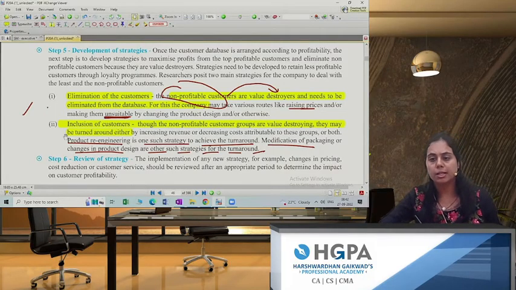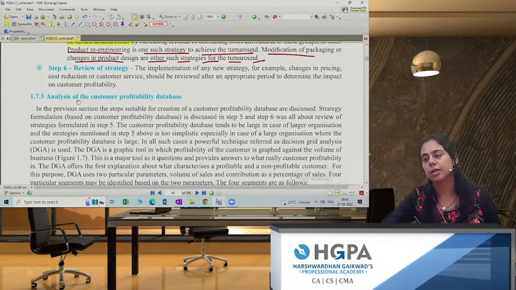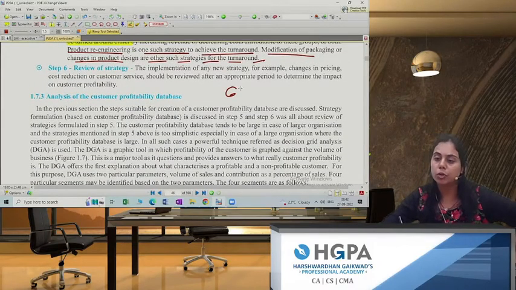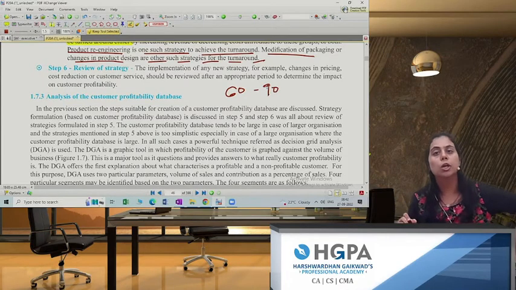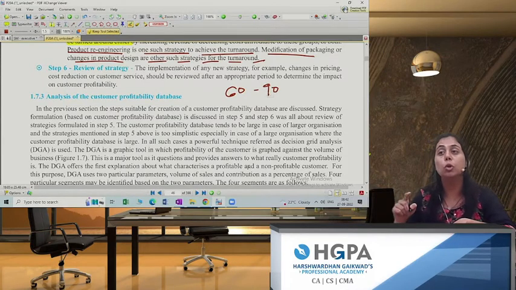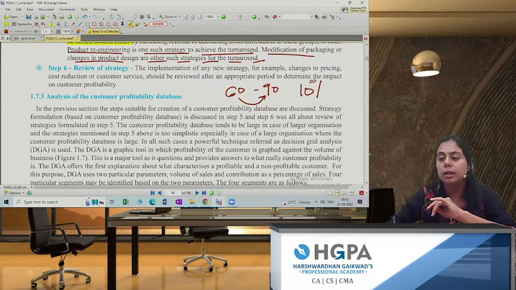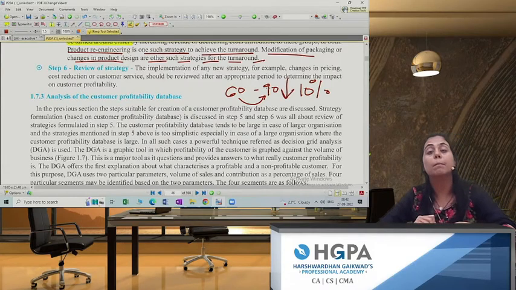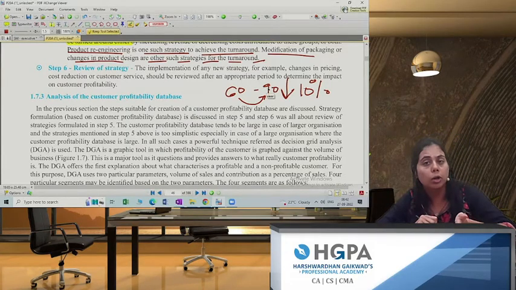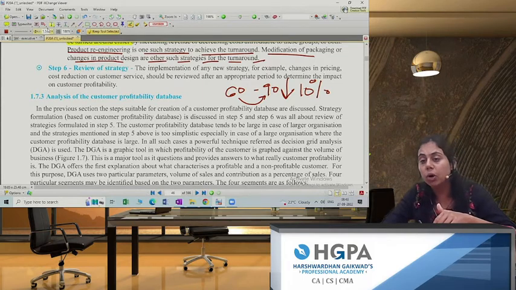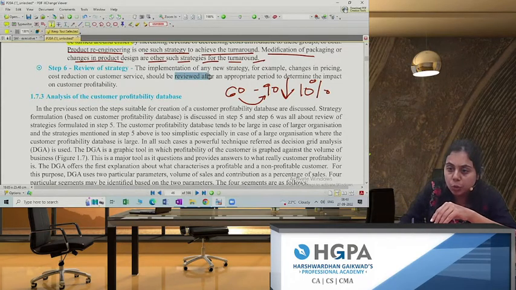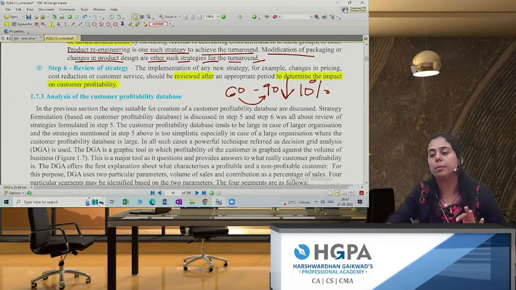And then the last point is review of the strategy. Review of this strategy means when you decided to increase the price of your mobile from 60,000 to 90,000, you thought the customers will not purchase. But we go and check, is this happening? We thought that when we increase the price of the product by 10%, there will be a decrease in the customer rate. But is this happening or not? We need to review and determine the impact on the customer profitability.